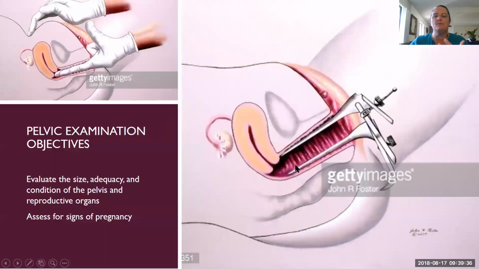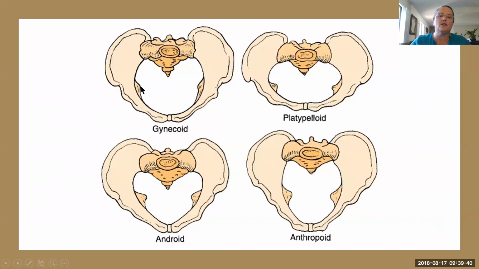So when we're doing this type of exam, there are some landmarks that the doctor can feel for to see if these are very prominent. These are the tuberosities and tubercles that are on that pelvis. And if they're very prominent, we start thinking, see that surface area? There's not a lot of room for that baby to fit through there.